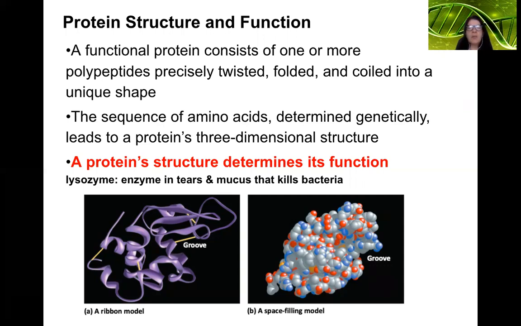And in the picture below, you will see two different representations, two different models, a ribbon model and a space filling model of a protein. And this particular protein is called lysozyme. Lysozyme is an enzyme that is very rich in tears and saliva and mucus. And its function is to protect us from bacteria. It kills bacteria.